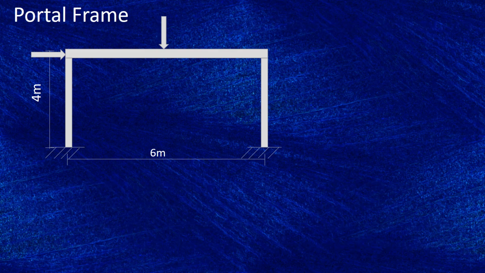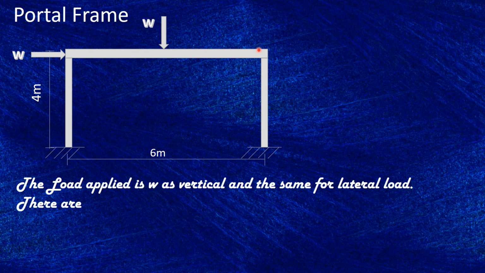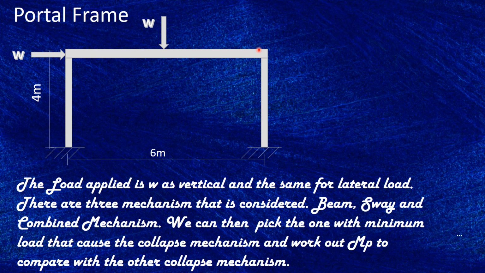Here we will see that the two loads are applied. We are assuming the same W for vertical and W for lateral load. Of course, there is going to be a beam mechanism due to vertical load, a sway mechanism due to lateral load, so beam and a sway. We'll take this load separately and see what is going to happen on our structure.